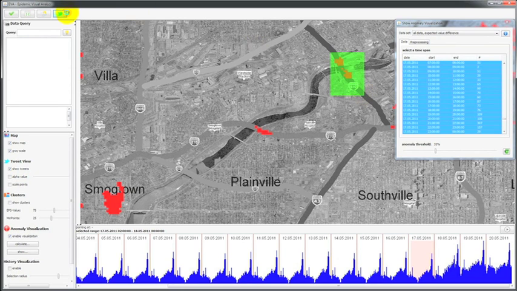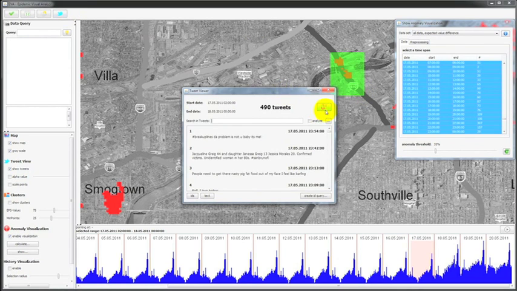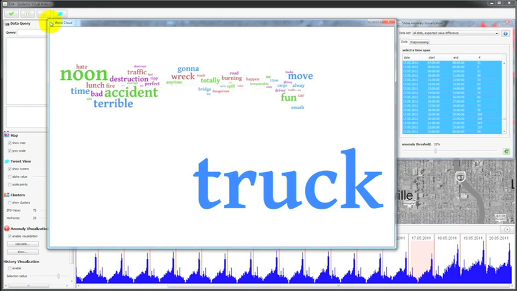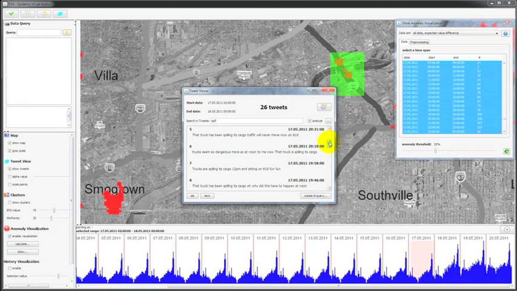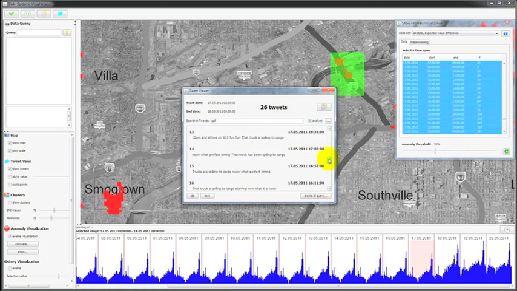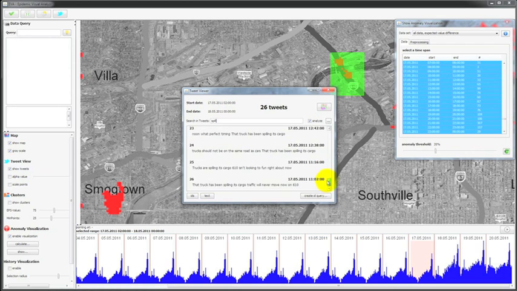Looking at the word cloud for the events in Smogtown and Plainville, we can find no relevant results that could explain the epidemic. In the last event, 490 tweets near the downtown bridge wrote about a truck accident and spill. Spilling a hazardous substance into the river is a possible explanation for the sickness along the river. This theory is supported by the messages' contents.